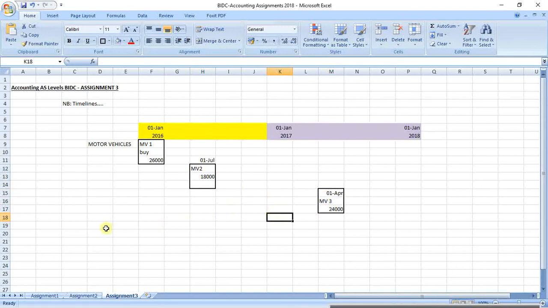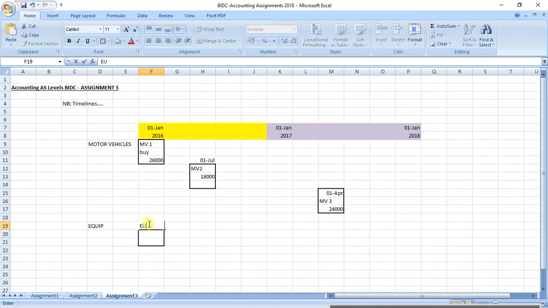Equipment. Okay, so let's do equipment down here. Equipment. Okay, tell me about the equipment. How many do we have? 2. We bought them 1st of Jan 2016. Okay, 1st of Jan 2016, so that's there. That's easy. Let's highlight that. Okay, equipment. I'm just going to write down EQ1. I think they use the same thing, yeah.